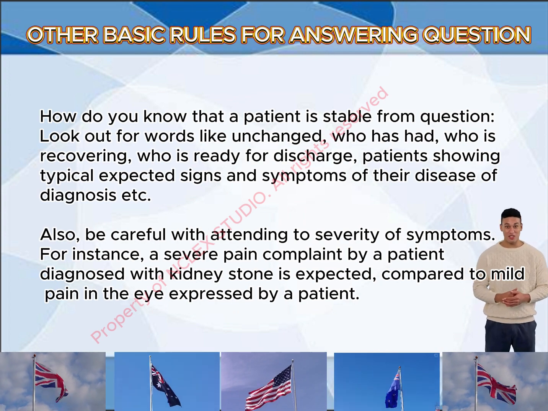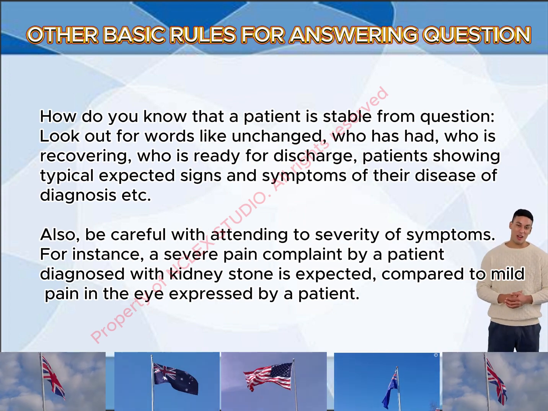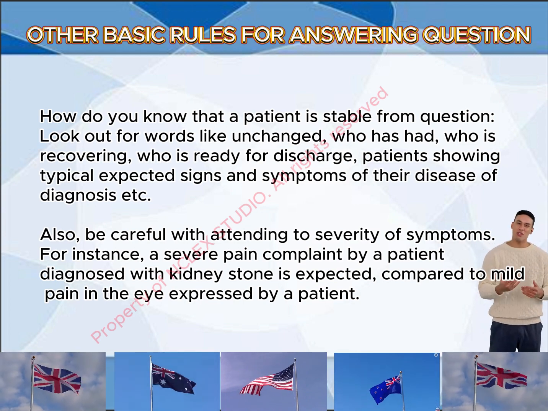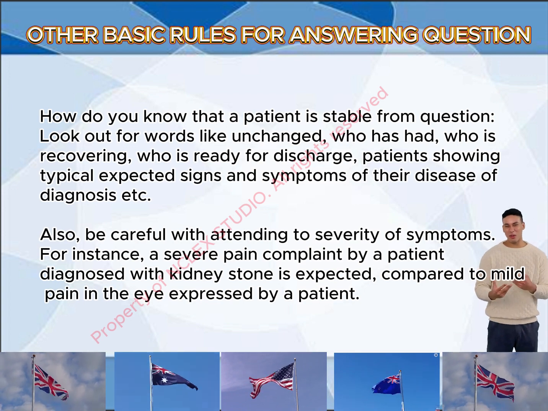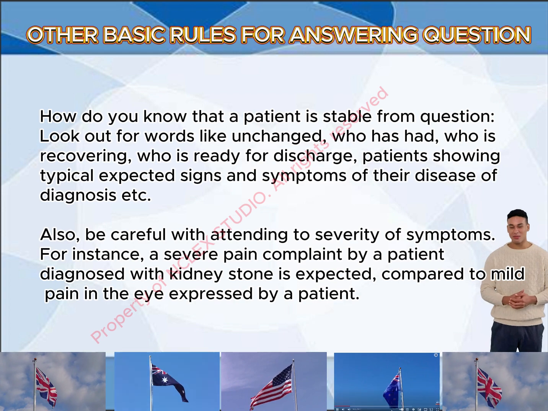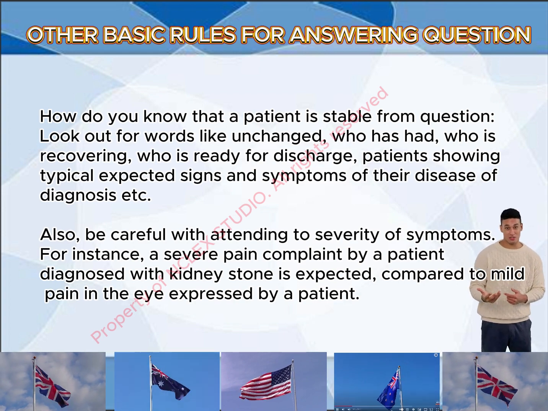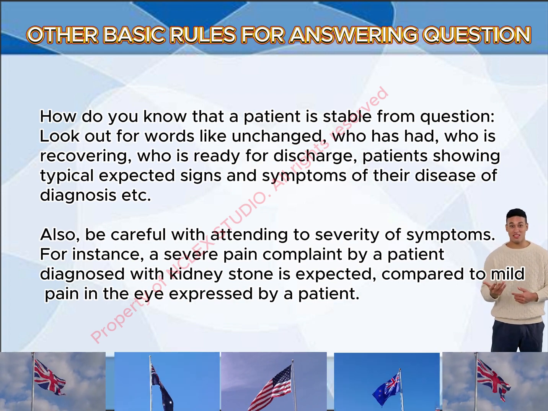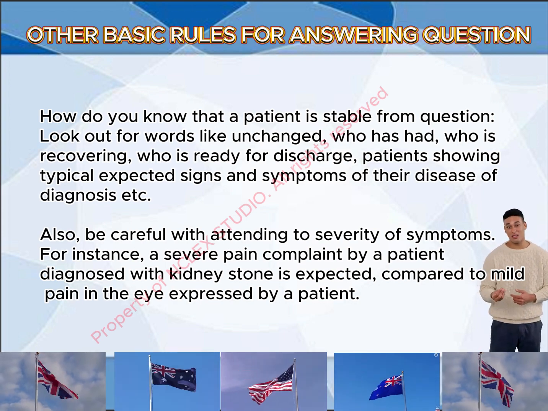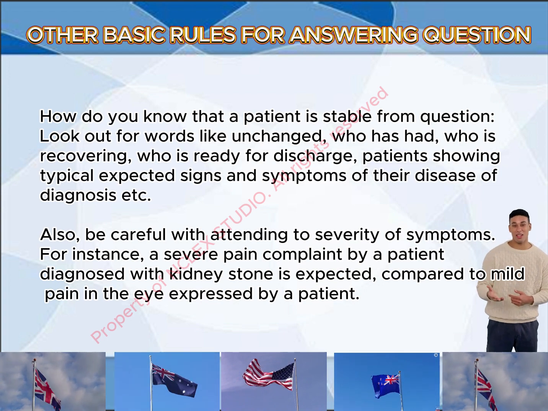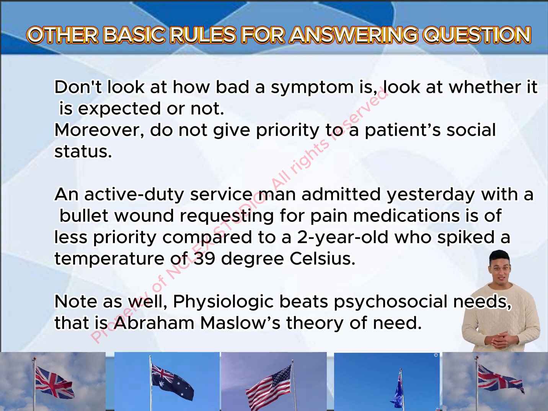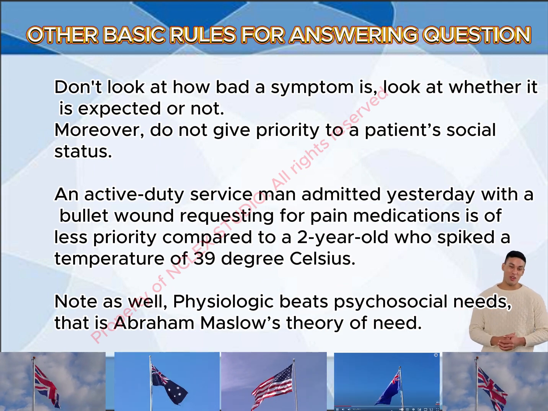How do you know that a patient is stable from a question? Look out for words like unchanged, recovering, ready for discharge. Patients showing typical, expected signs and symptoms of their disease or diagnosis. Also, be careful with attending to severity of symptoms. For instance, a severe pain complaint by a patient diagnosed with kidney stone is expected, compared to mild pain in the eye expressed by a patient. In other words, don't look at how bad a symptom is. Look at whether it is expected or not.